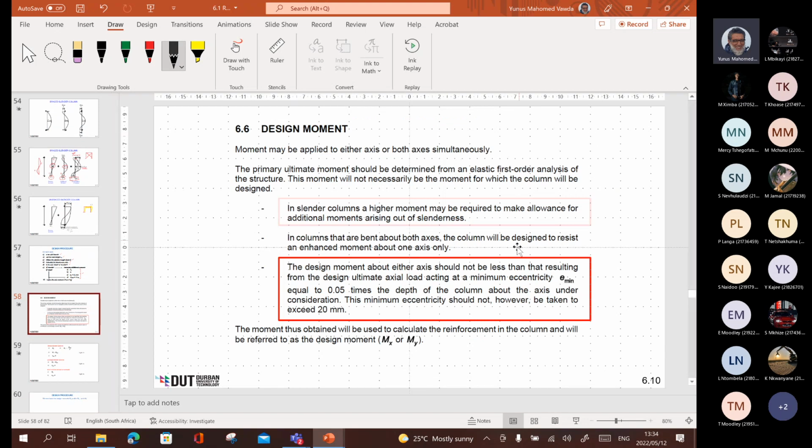And the next, the design moment about either axis should not be less than the minimum. We did this yesterday. It's taking the actual load, multiplying it by e minimum. e minimum is 0.05 times the depth, and this is to cater for imperfections in the column or misalignment of the column and beam, etc. This minimum eccentricity should not, however, be taken to exceed 20. So you've got 0.05 times the dimension, but it mustn't be taken as exceeding 20, right? The moment thus obtained we use to calculate the reinforcement in the column, and we refer to it as the design moment.